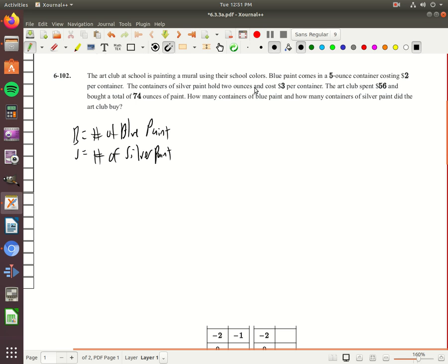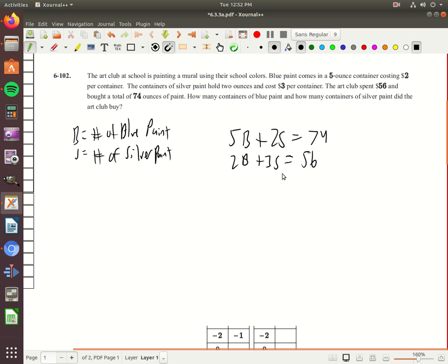So blue paint comes in 5-ounce containers costing $2 per container. Containers of silver had 2 ounces and cost $3. The art club spent $56 and bought 74 ounces of paint. So 5 ounces of blue paint plus 2 ounces of silver paint equals 74 ounces. And $2 for a blue container and $3 for a silver container equal $56. So a couple things we're doing here.